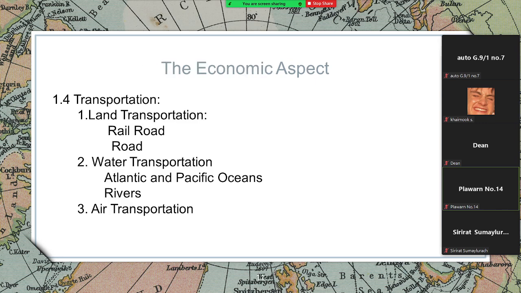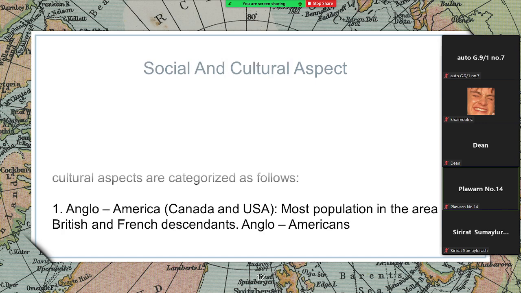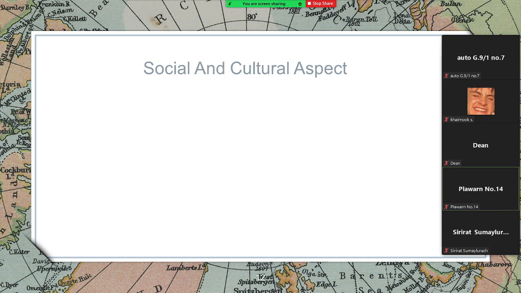And for air transportation, we already know this. They have planes which can travel internationally and domestically. Now let's move to the next topic, which is the social and cultural aspect.